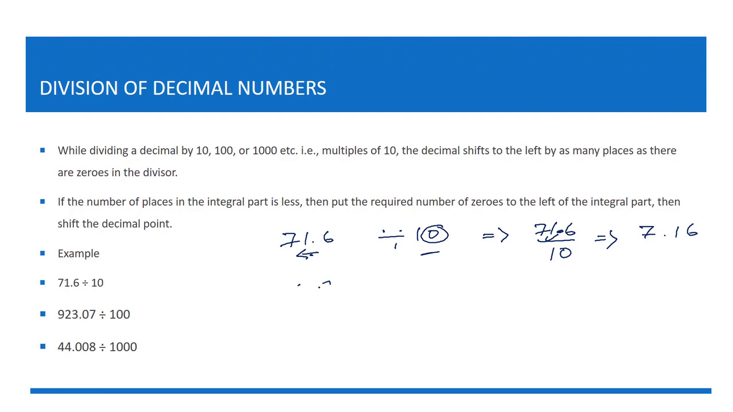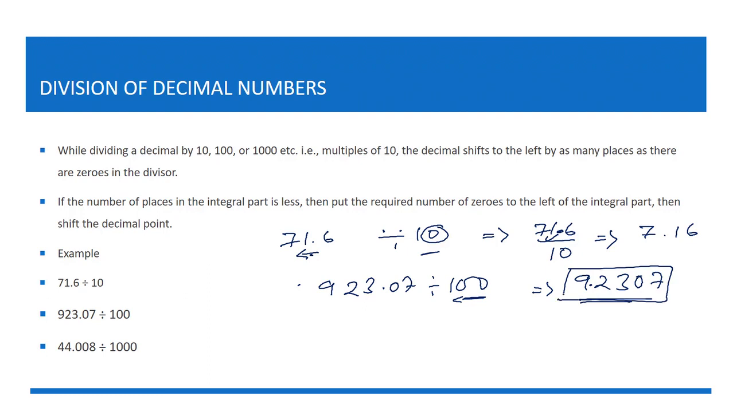Similarly, suppose you take 923.07 divided by 100. We are supposed to move the decimal point 2 places to the left. Here we have 92307, and the decimal point is here. Now we move 2 places, so the answer is 9.2307. Hope you are understanding, right? 923.07 divided by 100 gives 9.2307.